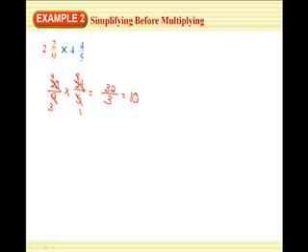3 goes into 32 10 times with 2/3 left over. 10 makes 30, and it's 2 more, 10 and 2/3.